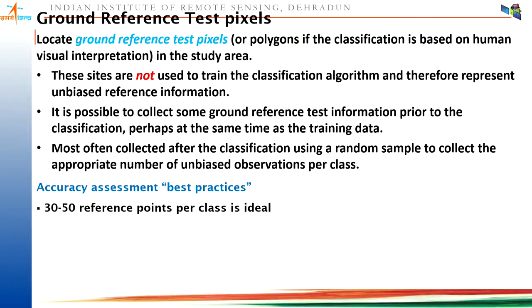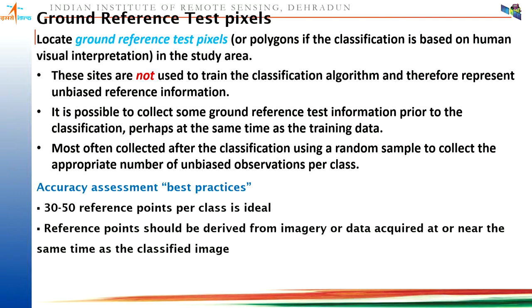Okay, what are the best practices for reference for accuracy assessment? At least per class, suppose you have 5 classes, so for every class you should have some number of points. It should not happen that there is a class which is very small in areal extent, and there is no sample pixel in that area. Then you won't be able to get a clear picture about the accuracy of this class.